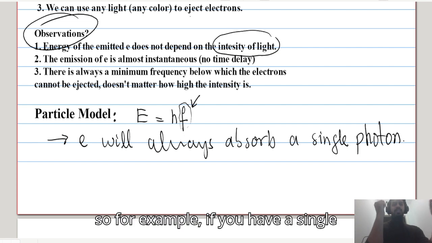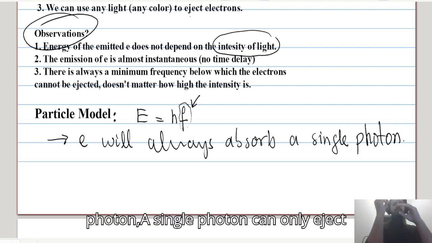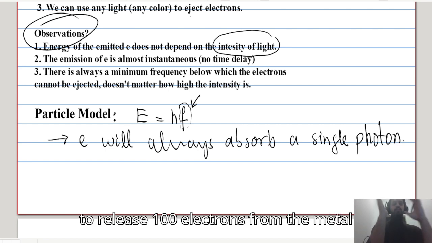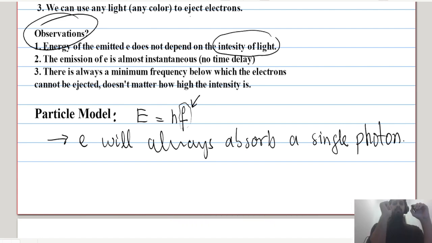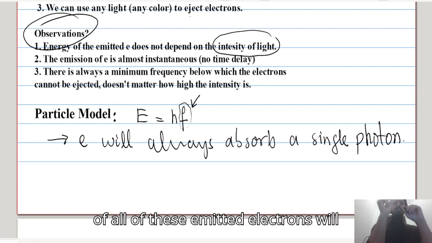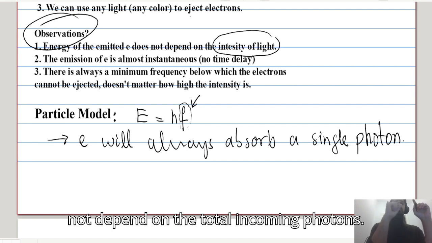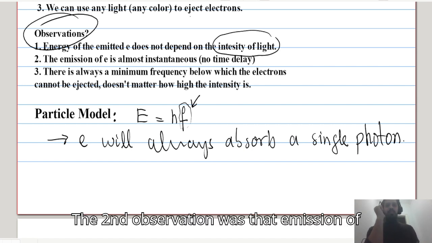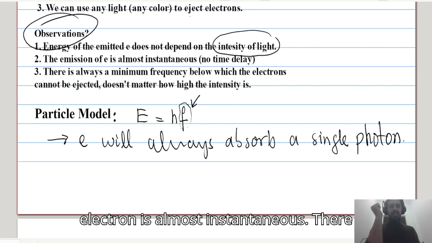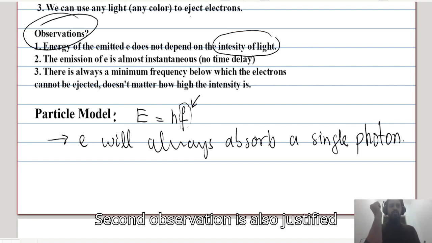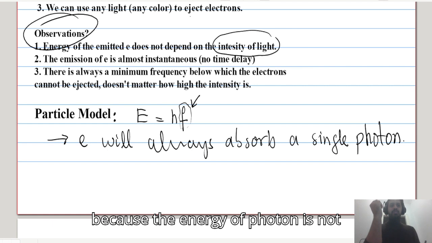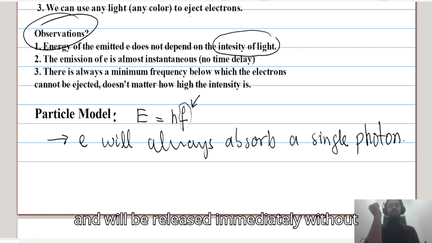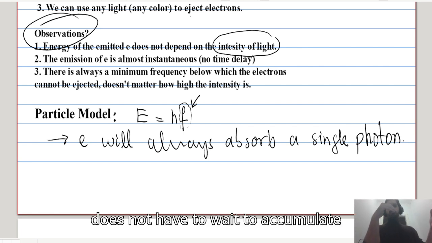So for example, a single photon can only eject one electron from the metal surface. If you have 100 photons, they will be able to release 100 electrons from the metal surface. But do not forget that the kinetic energy of all of these emitted electrons will not depend on the total incoming photons. It will only depend on the frequency of light. The second observation was that emission of electron is almost instantaneous. There is no time delay. Second observation is also justified because the energy of photon is not distributed, right? The electron will always absorb the whole energy and will be released immediately without any time delay. It does not have to wait to accumulate energy.